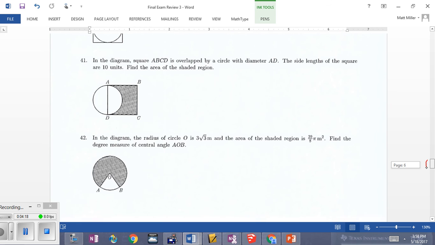All right, let's go down here. You want to find this area, and it's simply the entire square less the semicircle. Entire square less the semicircle. This is a good one here.